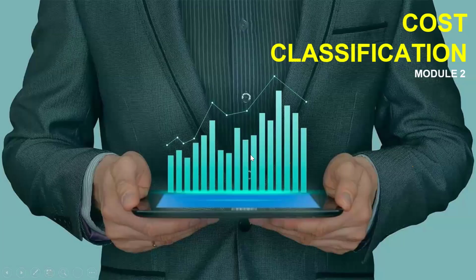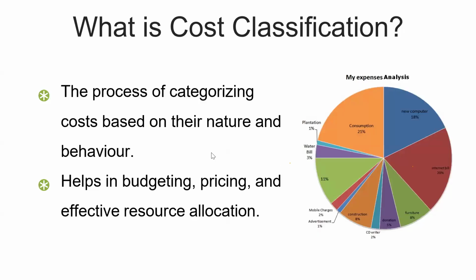All right, so let's move to the next thing, cost classification. This is very important. What is cost classification? It is the process of categorizing costs based on their nature and behavior. You don't just go to the market, for those who are housewives, and take your list and write down things. You're supposed to classify them. There are some things you may not want to buy at that particular moment based on how much finances you have. It helps in budgeting, pricing, and effective resource allocation.